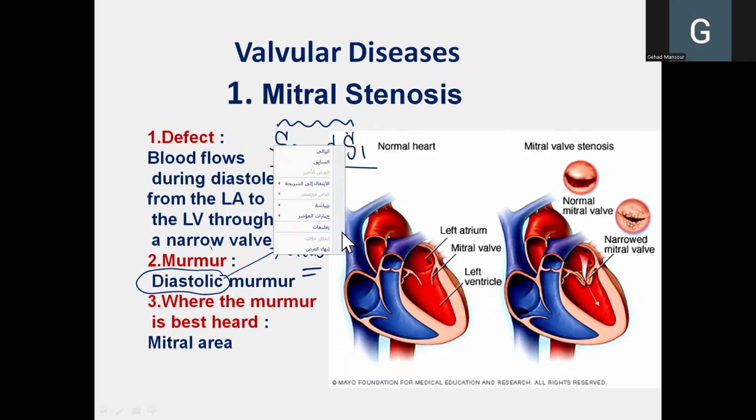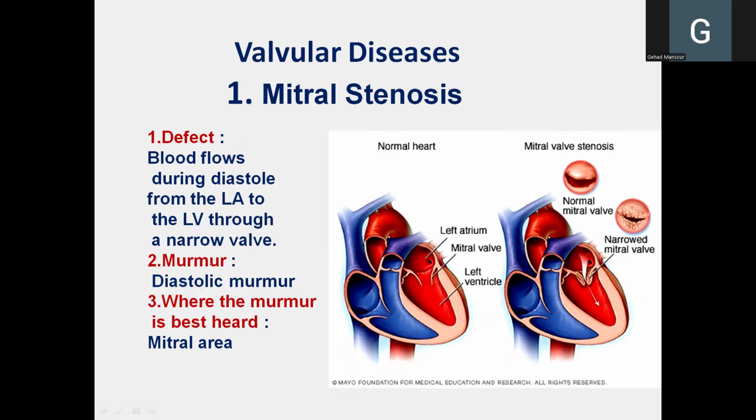What remains to define mitral stenosis is to say where the murmur is best heard, where you should put your stethoscope to best hear the sound. Of course, on the mitral area, since the murmur is originating from the mitral valve, then the mitral area is the best place to hear this sound. Of course, you can hear it on the 5 auscultatory areas that we mentioned before. But when we say put your stethoscope on the mitral area, this is to best hear the murmur.